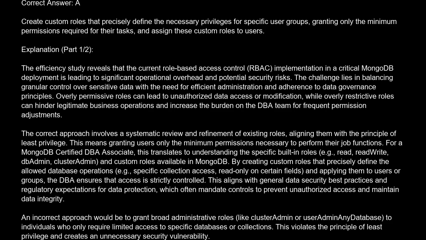For the MongoDB Certified DBA Associate, this translates to understanding the specific built-in roles, e.g., read, readWrite, dbAdmin, clusterAdmin, and custom roles available in MongoDB, by creating custom roles that precisely define the allowed database operations, e.g., specific collection access, read-only on certain fields, and applying them to users or groups. The DBA ensures that access is strictly controlled. This aligns with general data security best practices and regulatory expectations for data protection, which often mandate controls to prevent unauthorized access and maintain data integrity.